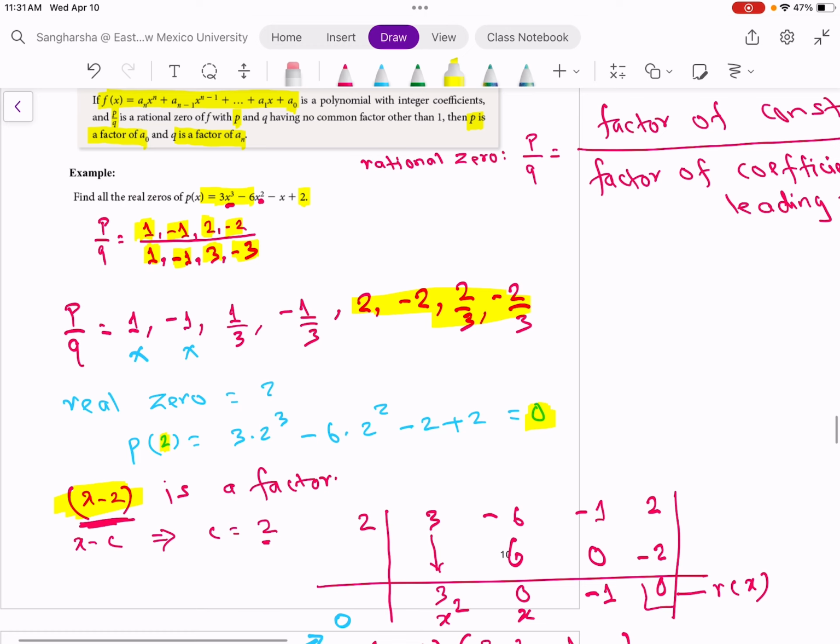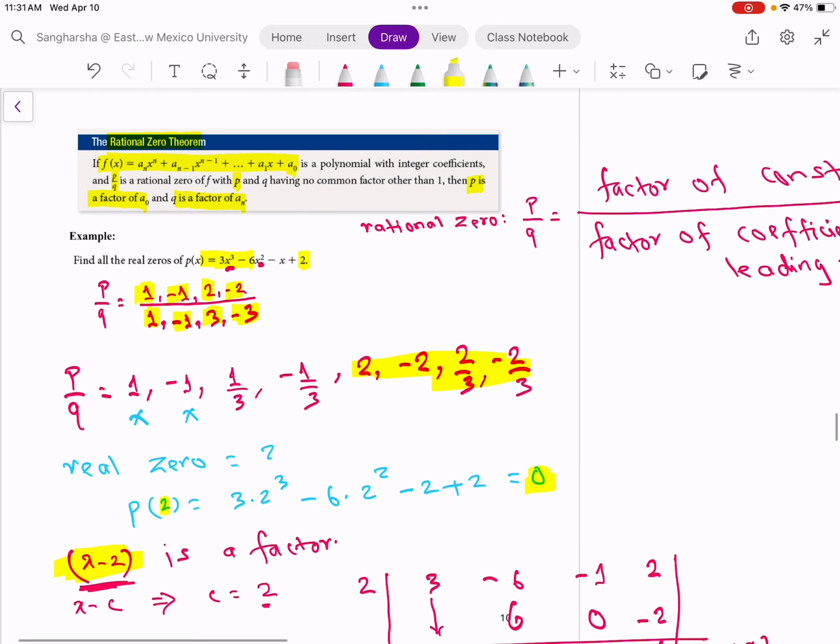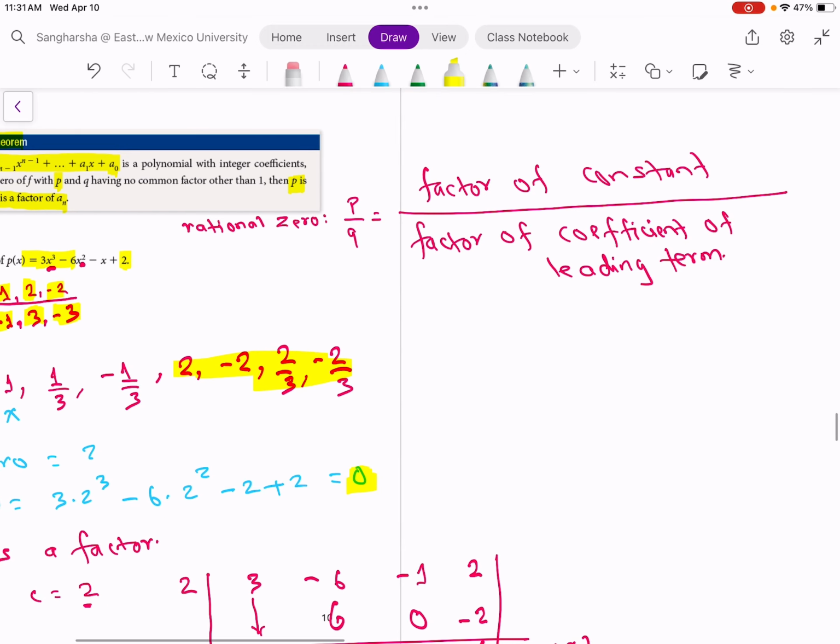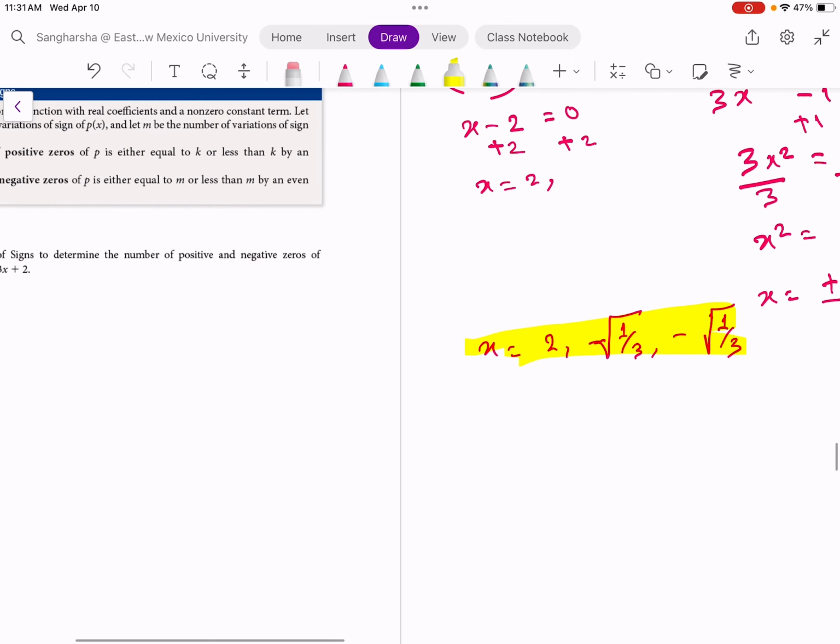Find the rational zeros. Rational zero is a factor of the constant divided by a factor of the leading term. Once you have the rational zeros, you try those numbers. It's going to be hit and trial. So you choose any number and substitute for every x. If you get output equal to 0, then that number is your real zero.